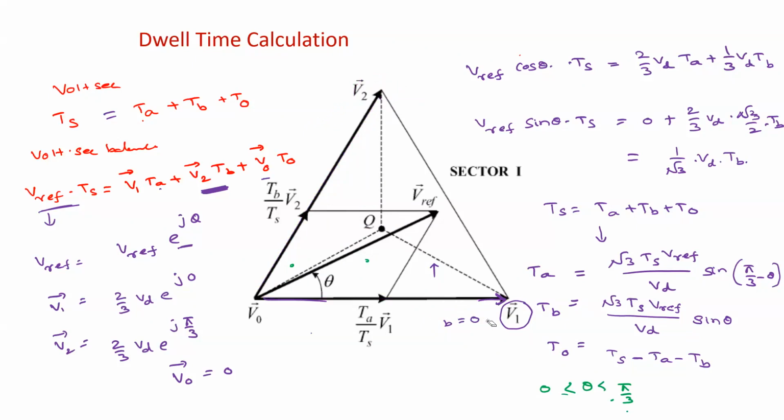There is another case. If it is exactly in the middle of this angle, so it is exactly 30 degrees, what is the fate of TA and TB? Obviously it is symmetrical, so TA equal to TB.